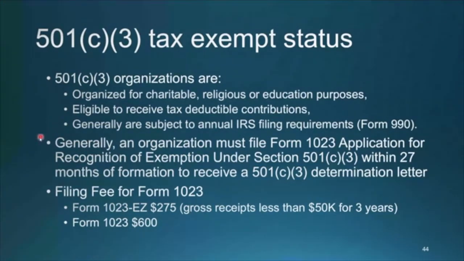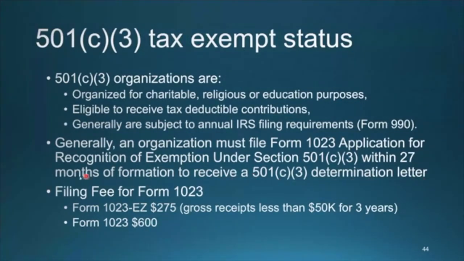Now, generally, so that means there's an exception coming, an organization must file a Form 1023 application for recognition of exemption under Section 501c3. It's a tax form. It's a big, long tax form, in fact. You must file that form within 27 months of formation to receive a 501c3 determination letter.